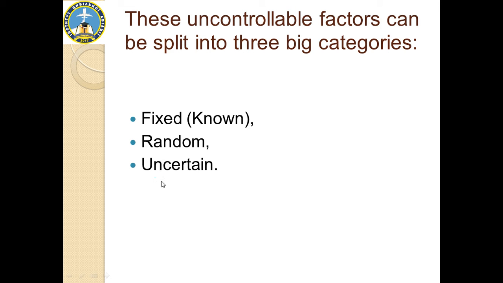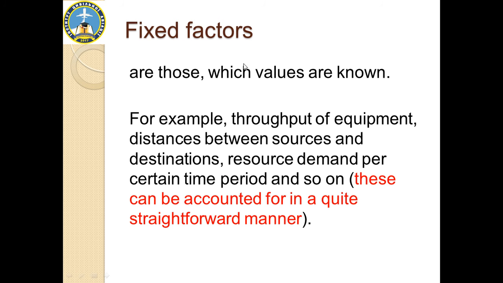Now we talk about the differences. Fixed factors can be considered as non-random, but their values may be unknown. For example, throughput of equipment, distance between sources and destinations, resource demand per certain time. So this can be accounted for in quite a straightforward manner.